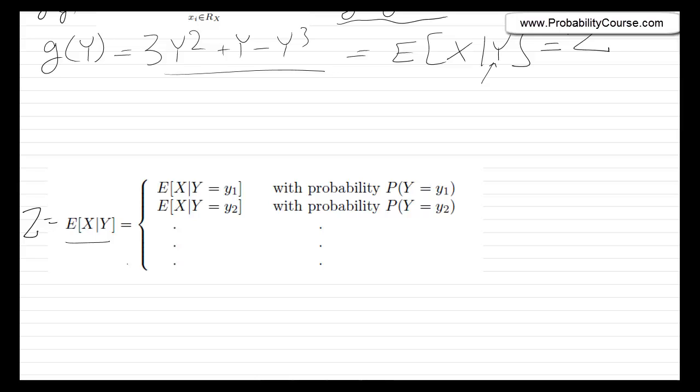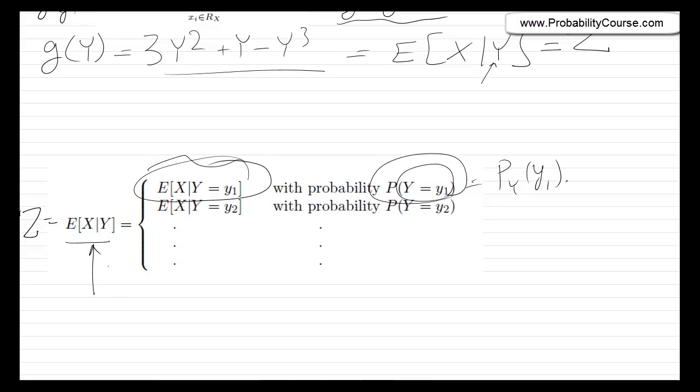How do I know the value of z? Well, the value of z depends on the value of the random variable y. So if the random variable y becomes y1, then the value of the random variable z is equal to the expected value of x given y equals y1. In other words, z is equal to this term with probability py of y1. So we are looking at the conditional expected value as a random variable.